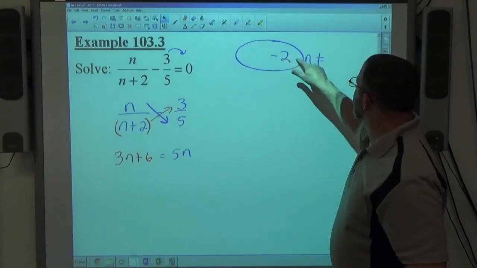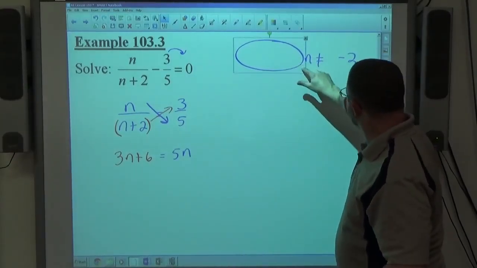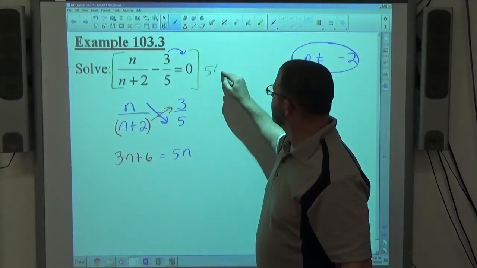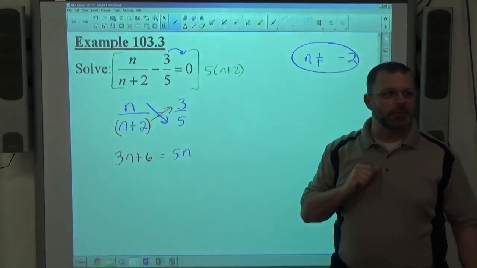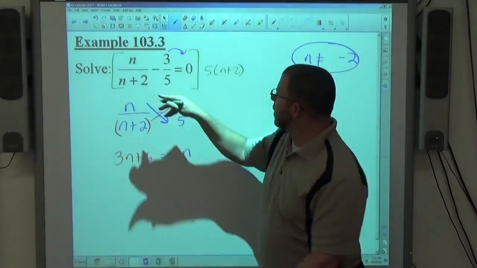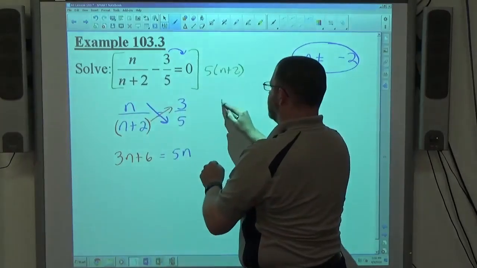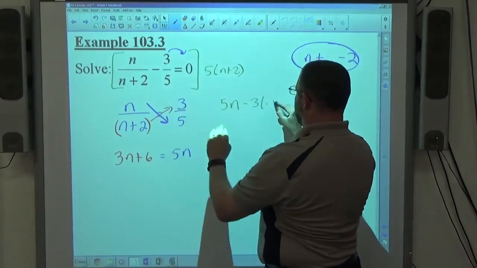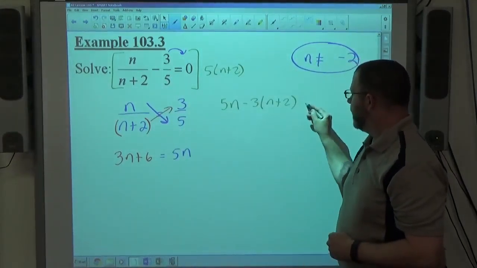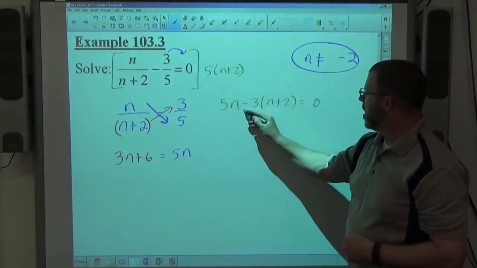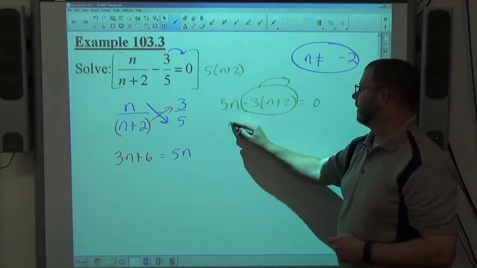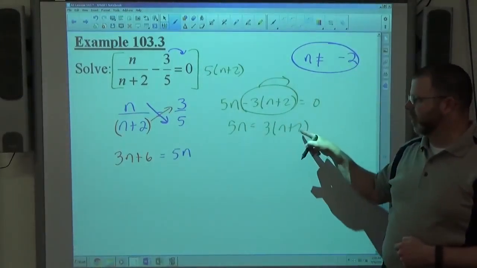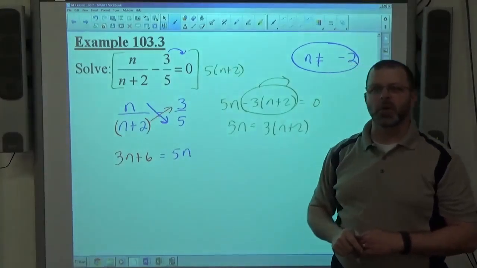With that in mind, just keep this also in mind. Had I just done this, common denominator 5 times n plus 2. When I do this times this, the n plus 2's cancel, leaving me with 5n. When I do this times this, the 5's cancel, leaving me with minus 3 times n plus 2 equals 0 times that, which makes 0. If I take this negative object over to the right, it's the same result. 3n plus 6 equals 5n. Just the cross multiplying is a little bit more efficient in that situation.